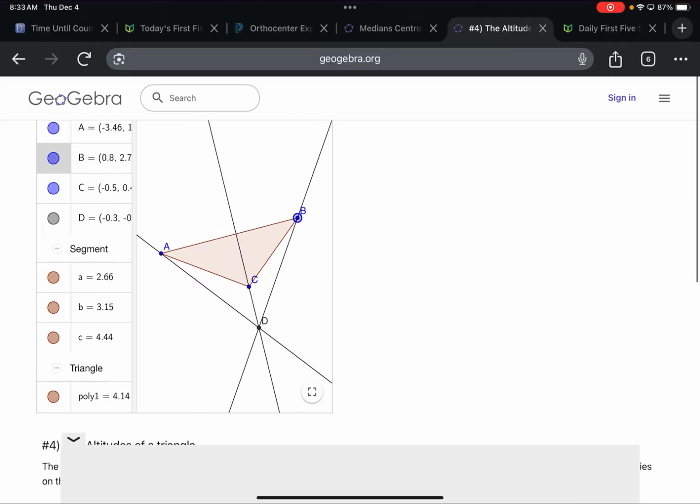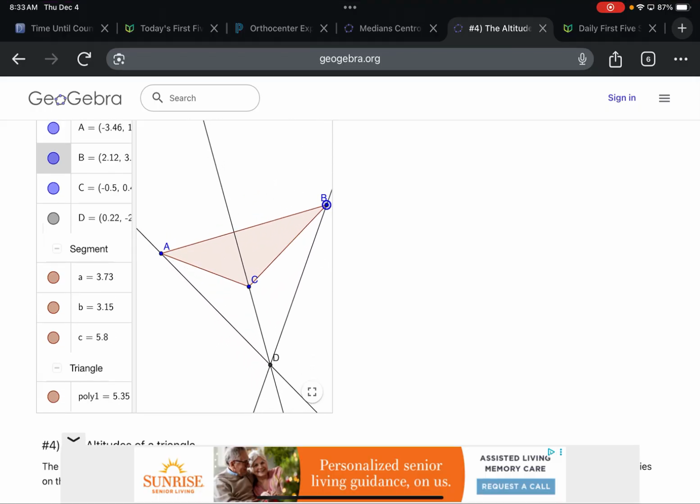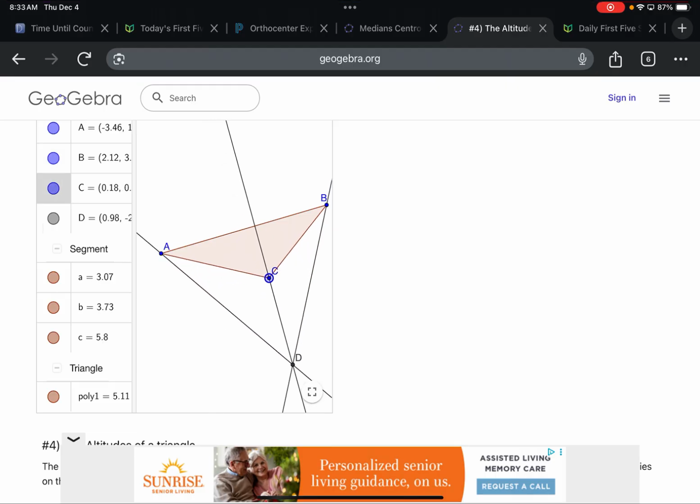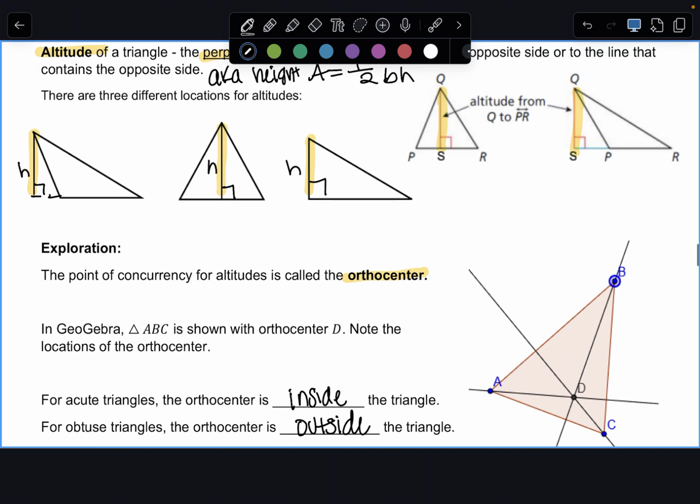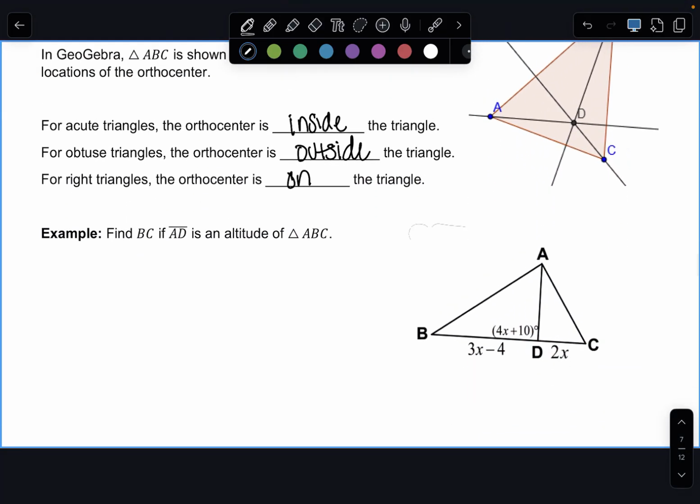For obtuse triangles, let's make this angle a little bigger. What happens? Where did my orthocenter go? Where's that point? Inside, outside, or on? It's outside now. So as our angle got bigger, it's outside our triangle. And then for right triangles, your altitudes would all be the sides of your triangle, and the orthocenter would actually be on the triangle. Just like how your altitude for right triangles is actually one of the sides. So right triangles are the one where it's a little bit weird. The altitude is kind of already given to you.